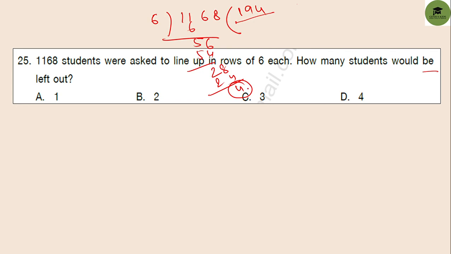So if there were another 2 students, there would be a complete row. So how many students would be left out? So option D is the correct answer. Okay.